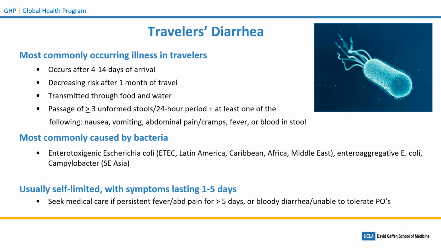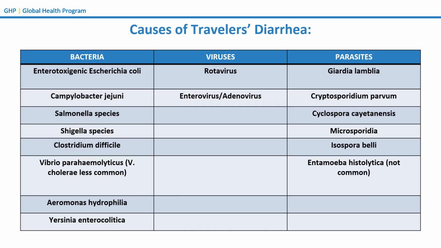The most common bacteria to cause it are enterotoxigenic E. coli, as well as other types of E. coli and Campylobacter. Traveler's diarrhea is usually self-limited. Symptoms last about 1 to 5 days, but if your symptoms persist longer than that or are accompanied by persistent fever, abdominal pain, or bloody diarrhea, or you're unable to tolerate POs, it's time to go seek medical attention. Here's a table which just goes through various different bacteria, viruses, and parasites that can cause traveler's diarrhea.